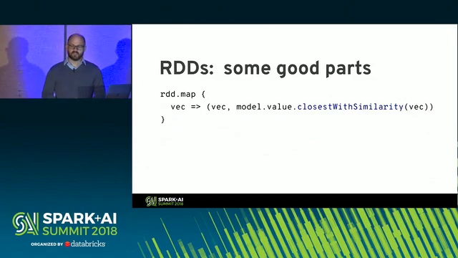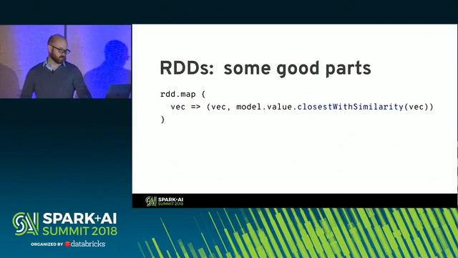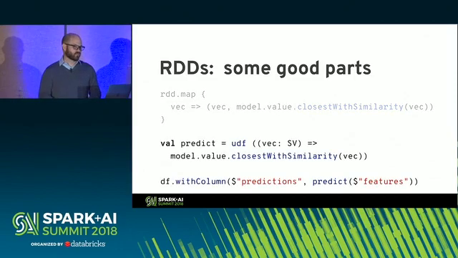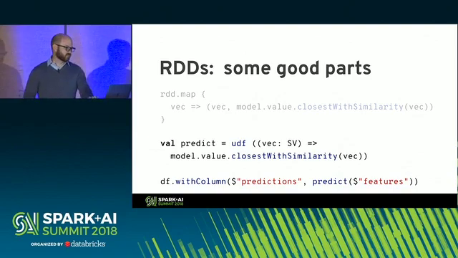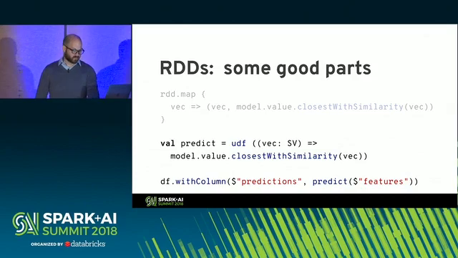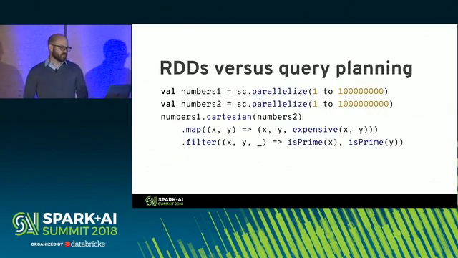Another good part about RDDs is that you can execute arbitrary Scala, Java, or Python code in that closure argument. By contrast, you have to do some extra work if you want to expose a user-defined function for data frames, like in this case where we're scoring a model on every element of an RDD or every row in a data frame. So one advantage of RDDs is that they can actually execute any code that you give them.